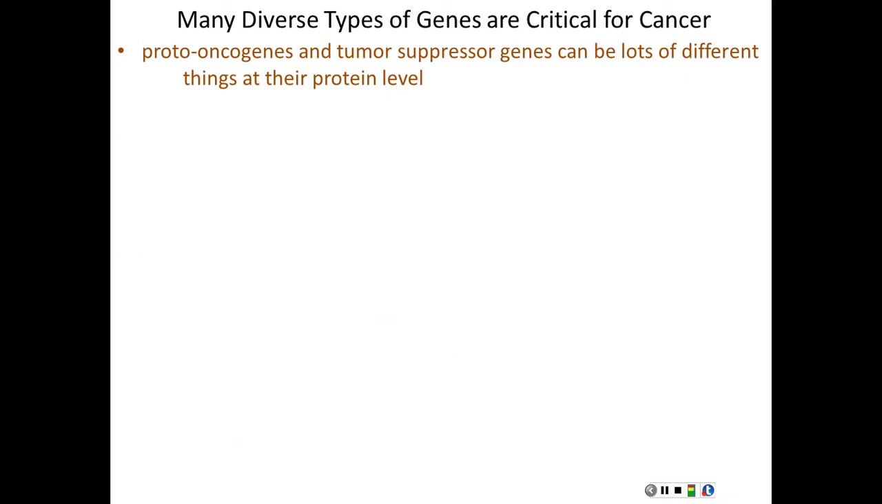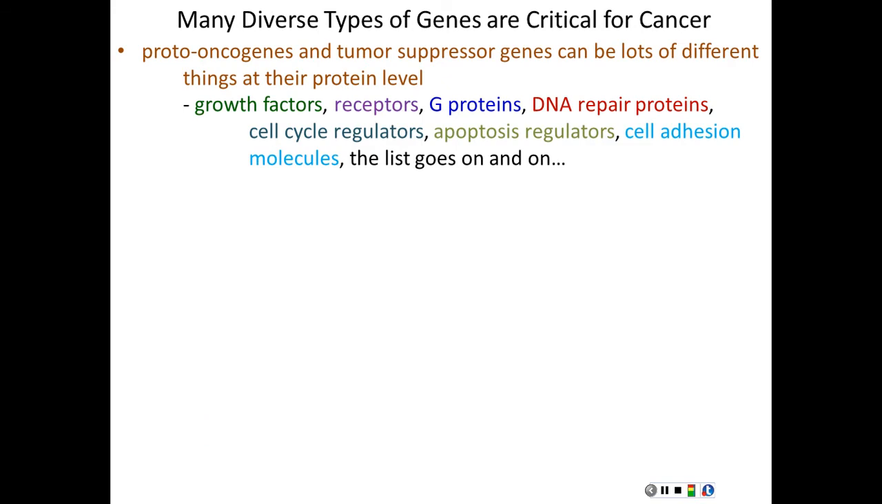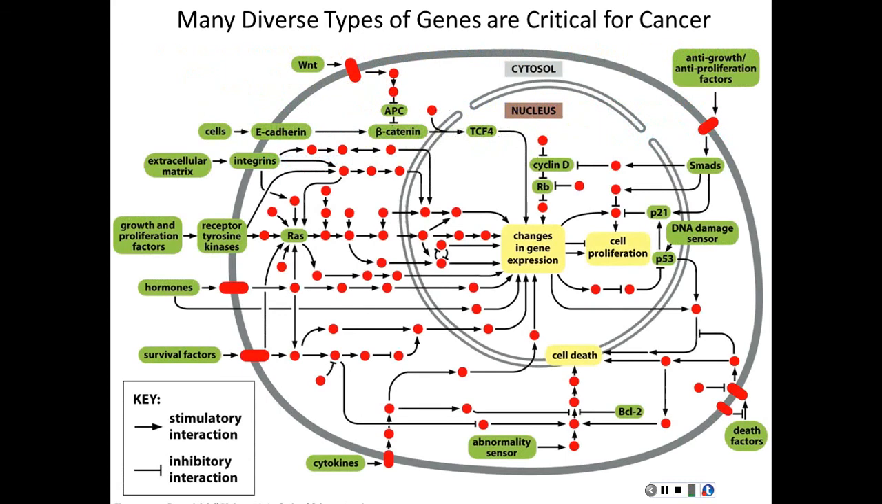Proto-oncogenes and tumor suppressor genes can be lots of different things at their protein level. They can be growth factor proteins, receptor proteins, G proteins, DNA repair proteins, proteins that regulate the cell cycle, proteins that initiate apoptosis, cell adhesion proteins like cadherin, the list goes on and on. This figure represents all of the pathways that are known to contribute to cancer, with the proteins indicated in green being large-scale cancer players. We can see catenin here. We'll talk about that in just a second.